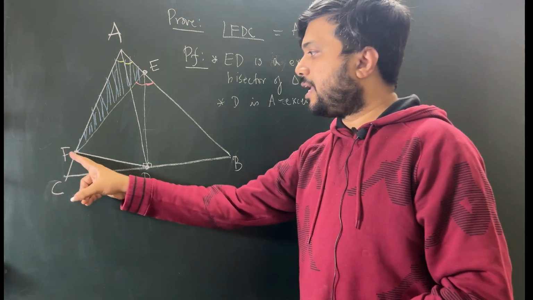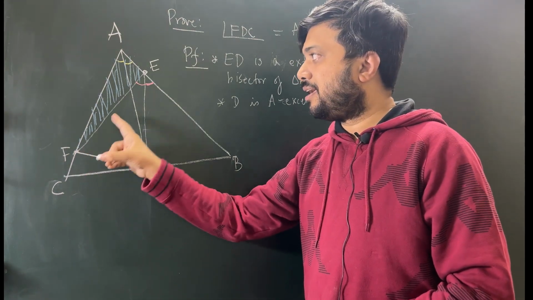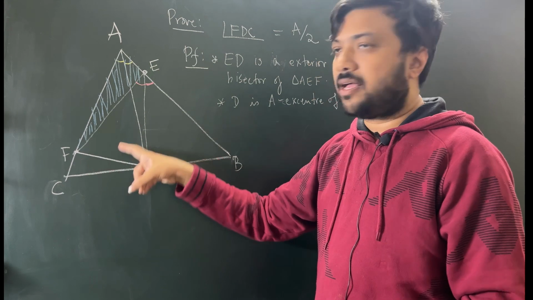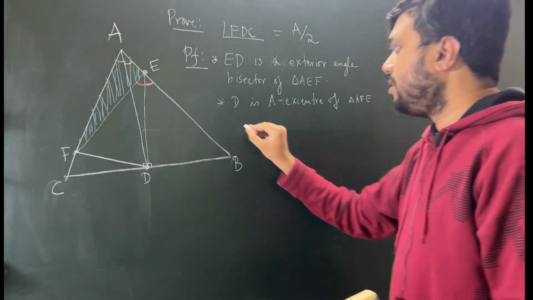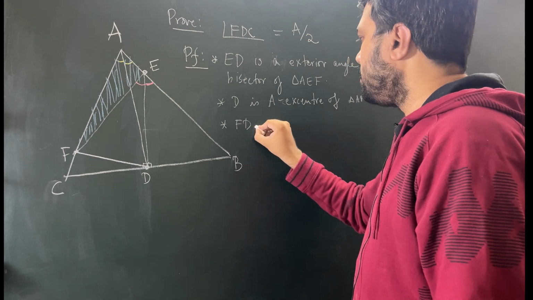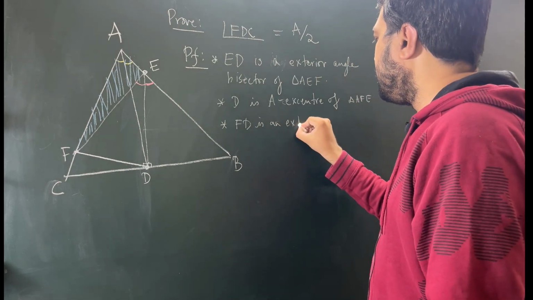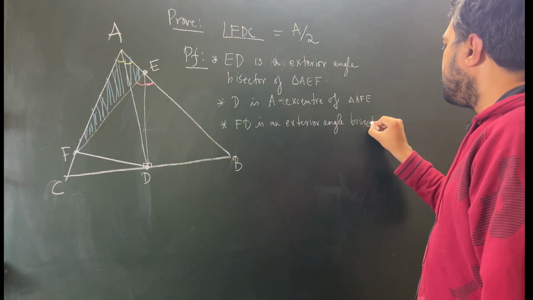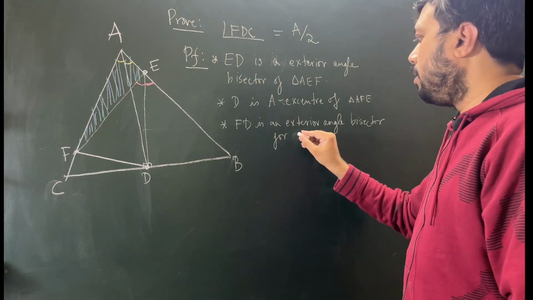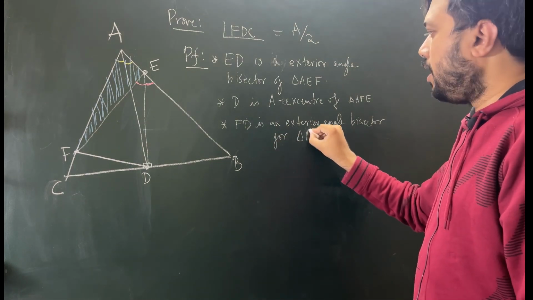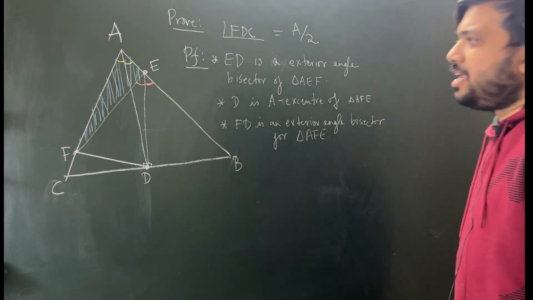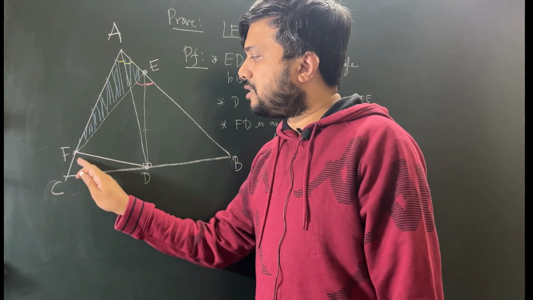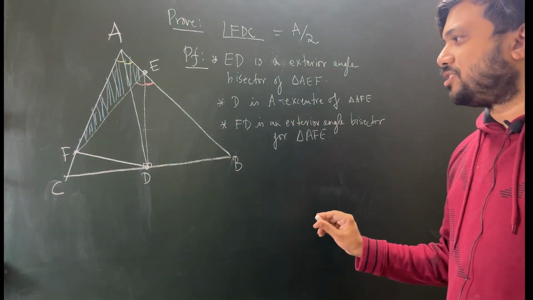What does that mean? It means that FD is also, remember here, EFC is also an exterior angle. And since the three angle bisectors are concurrent, FD must be an exterior angle bisector for triangle AEF or AFE. Sometimes I say AEF, sometimes I say AFE. Now that tells us something interesting. It tells us that these two angles are equal. Now we just have to chase angles. So let's start chasing the angles.